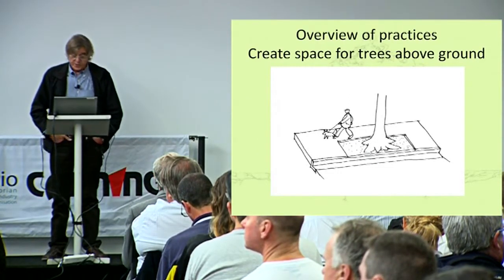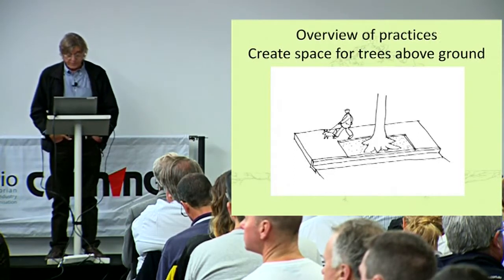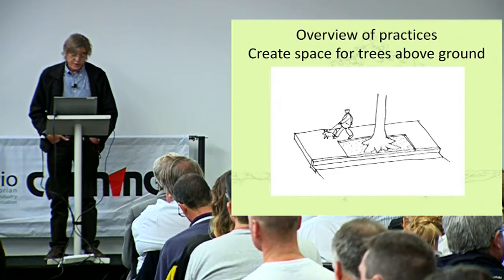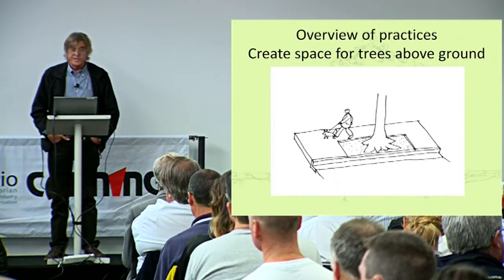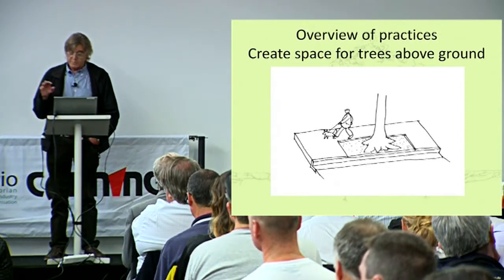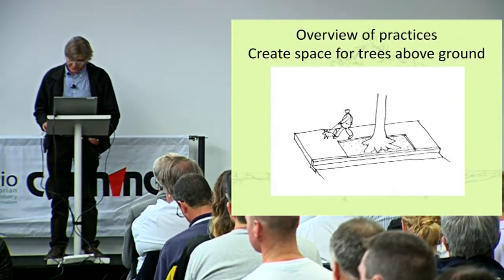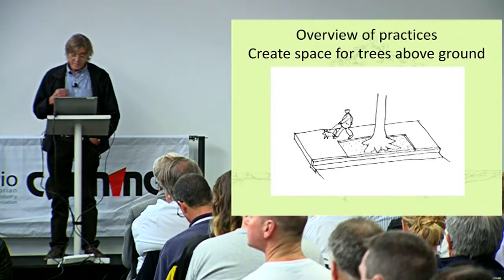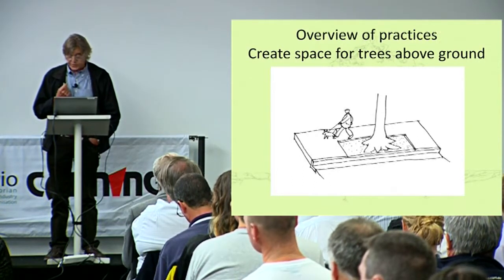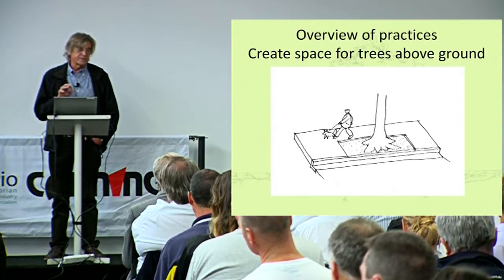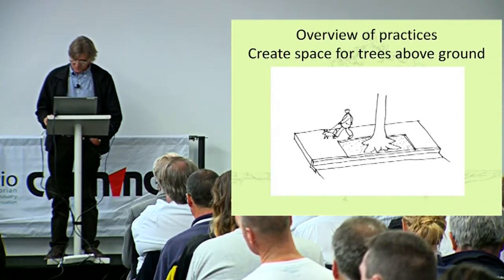So now I'll get into an overview of design practices. The first one is how do we create space for trees above ground? When I say above ground, I mean up on the actual ground plane itself. My PhD dealt mostly with street trees, so a lot of this relates back to how you design streets to accommodate trees.